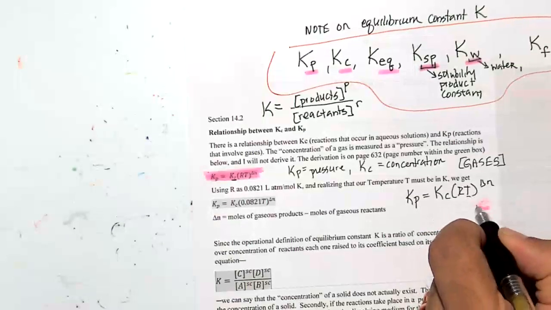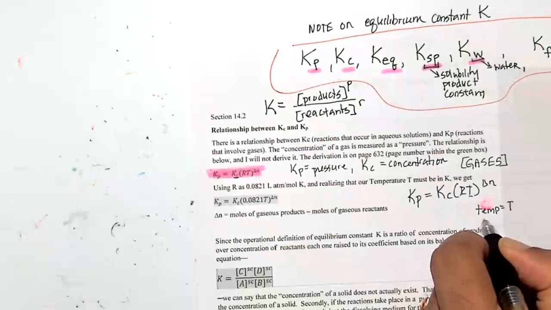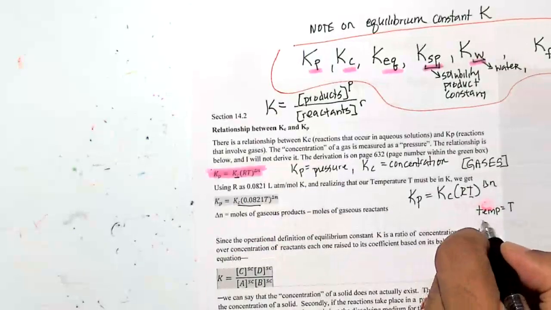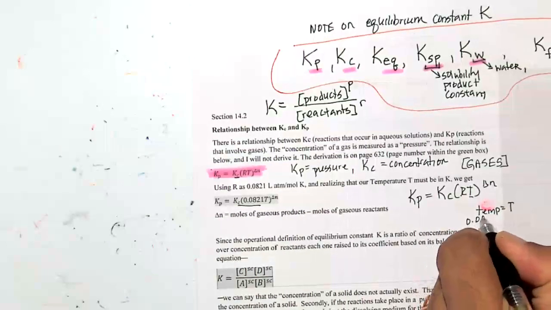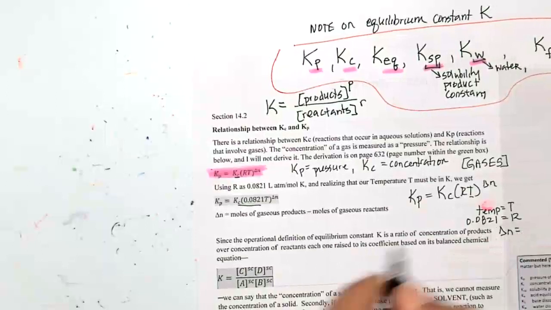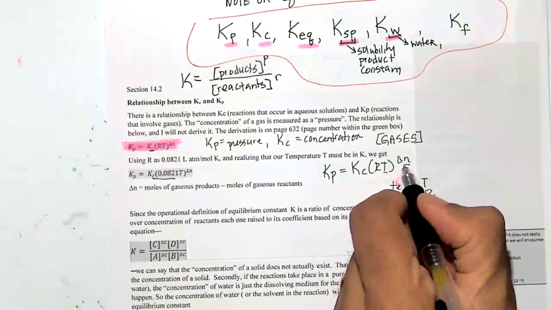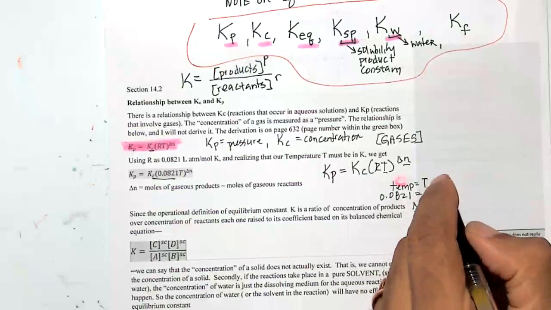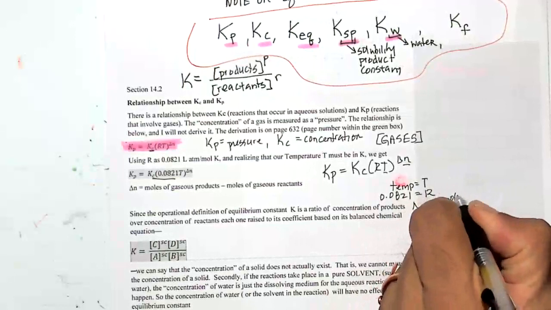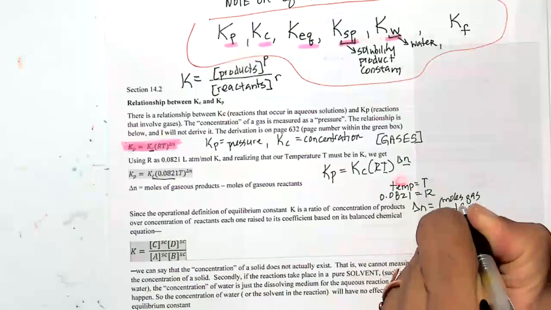T is the temperature. R is the constant, which is 0.0821. And delta N is moles of gas final minus moles of gas initial. That's the exponent here. Again, you do not have to memorize it. It will just be plug and play. Moles of gas final.